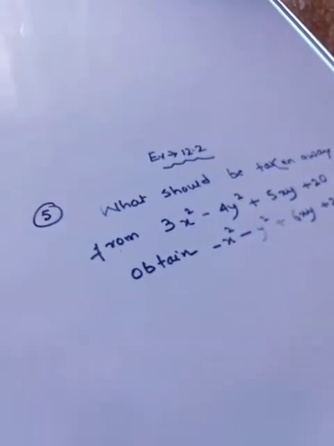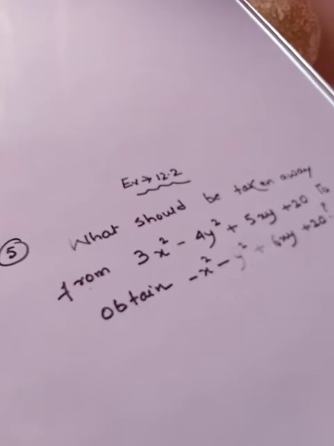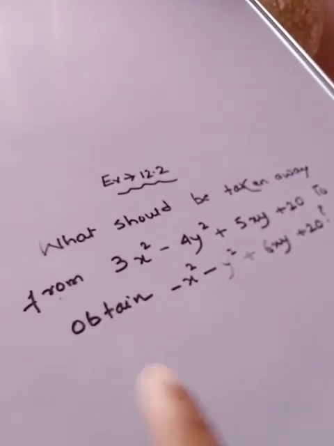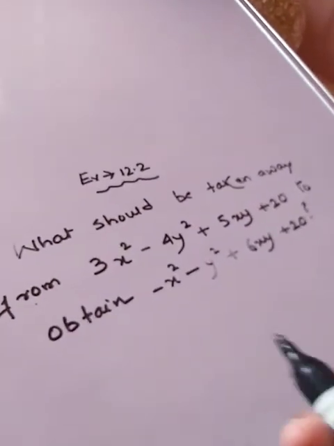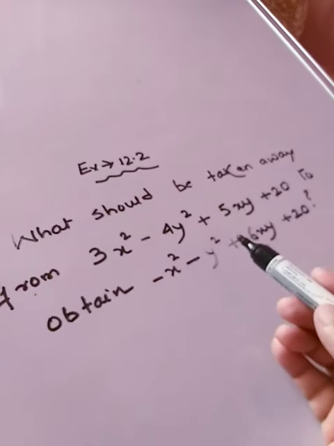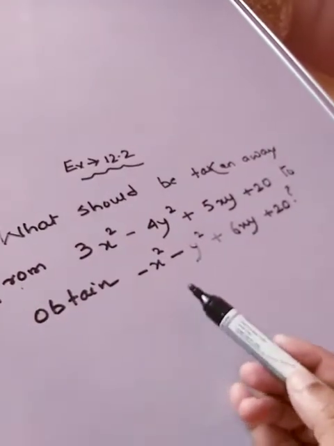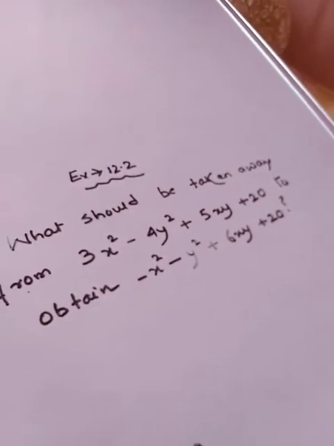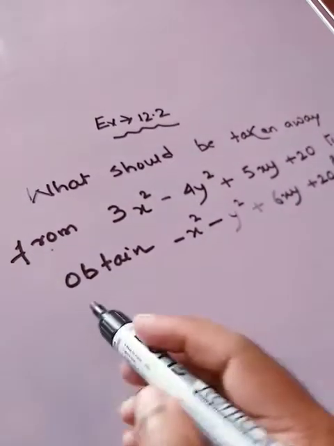Students, today we'll do question number 5 and 6 of exercise 12.2. So in question number 5, what should be taken away from 3x² − 4y² + 5xy + 20 to obtain −x² − y² + 6xy + 20? So what we have to subtract from this to obtain this. Again we'll understand this.